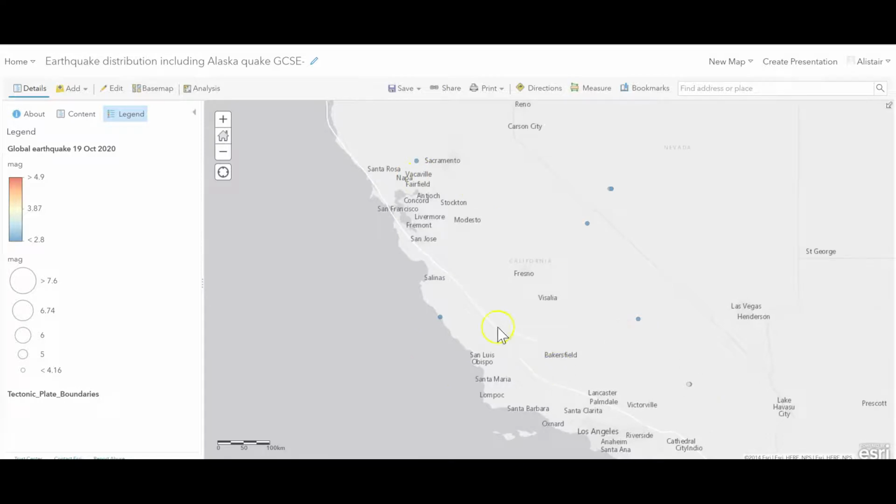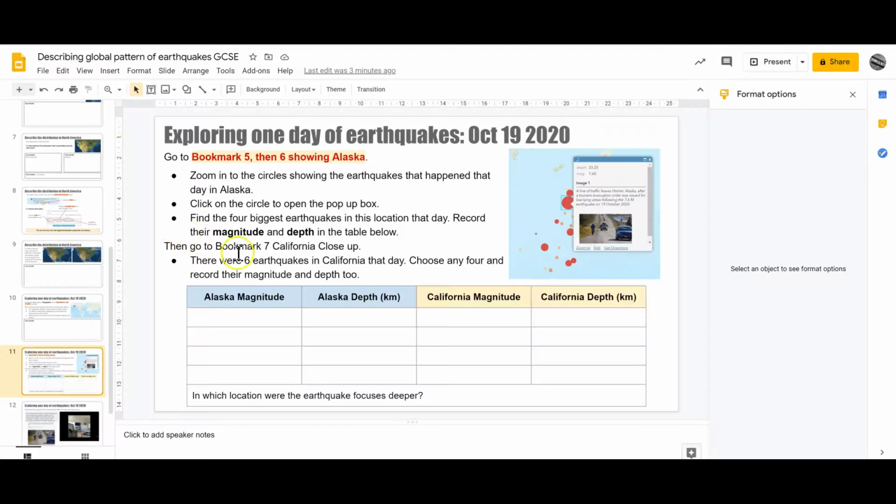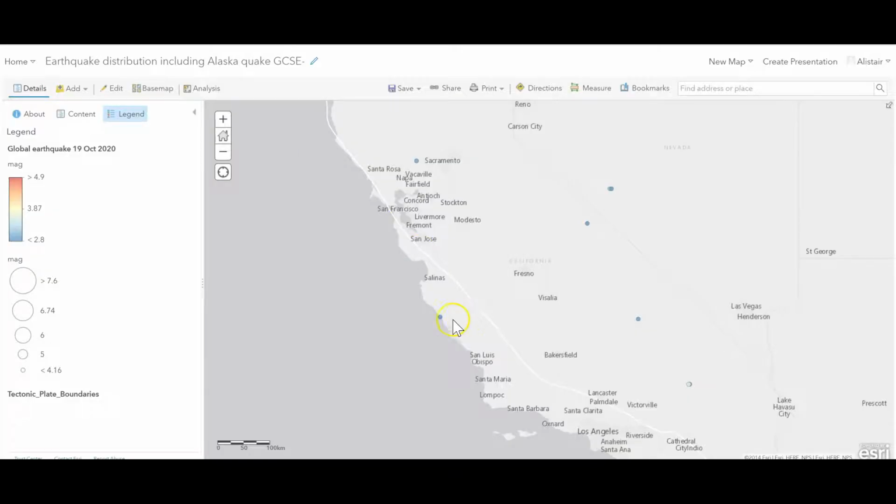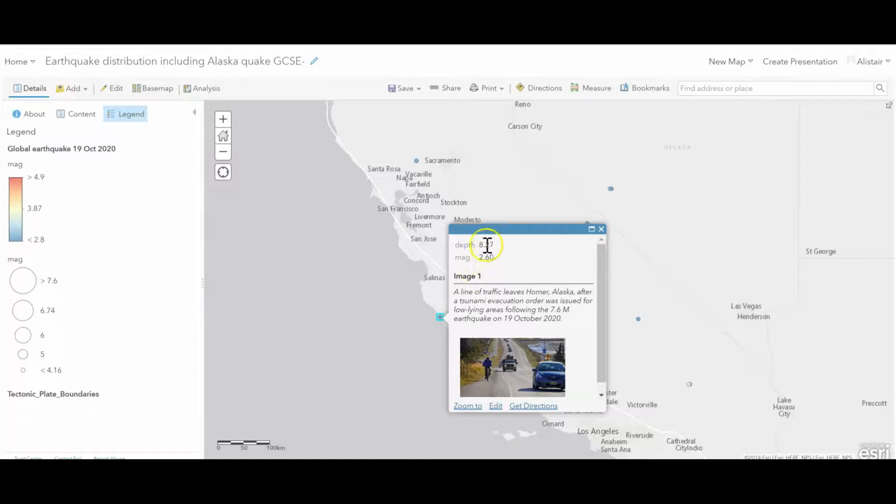Now, there are about 6 or so earthquakes in California that day. So what you need to do here is just to choose any 4 of them. It doesn't matter, any 4 of them at all. Click on there and you're getting the same information. You're getting the magnitude and you're getting the depth.